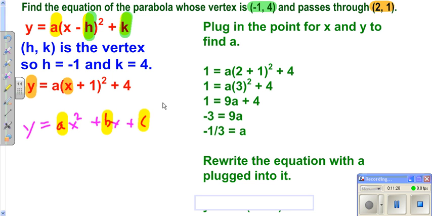All I want to do then is go back to this red equation right over here, leaving my h and my k alone because that's my vertex and they're not going to change, and just replace my a value with what we figured it out to be, and that's what we're looking for.